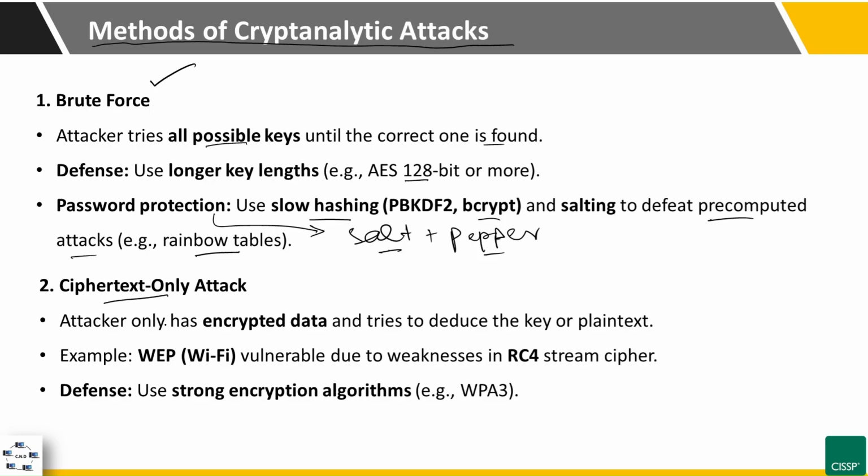Number two is ciphertext only attack, where the attacker only has encrypted data and tries to deduce the key or plain text. For example, WEP, wired equivalent privacy, which was previously used in Wi-Fi, is vulnerable due to weaknesses in the RC4 stream cipher. So defense against the ciphertext only attack is to use a strong encryption algorithm such as the latest standard, WPA3, in Wi-Fi.